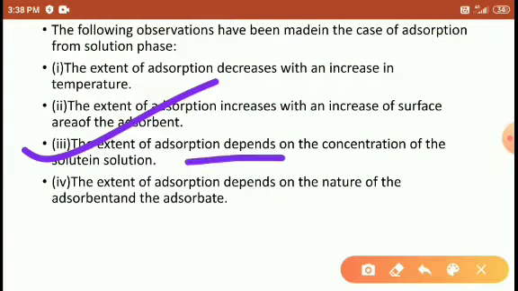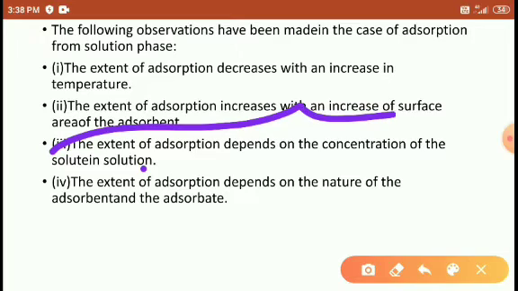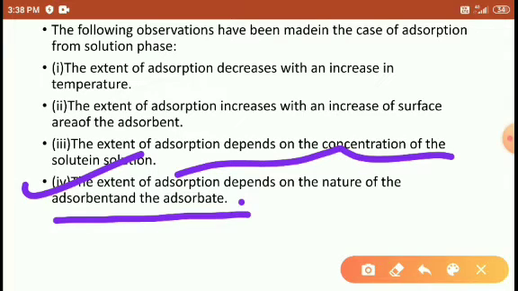Extent of adsorption depends upon the concentration of the solute in solution. Extent of adsorption depends upon the concentration of solute in a solution. So extent of adsorption depends upon the nature of the adsorbent and adsorbate.